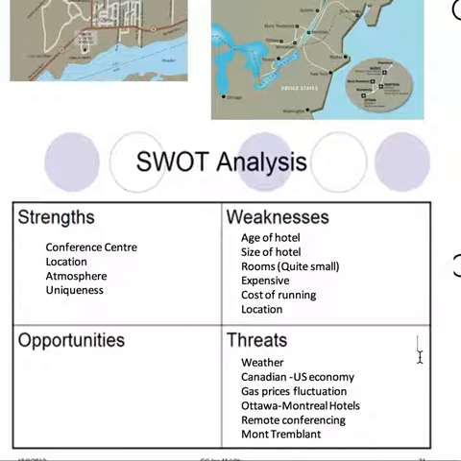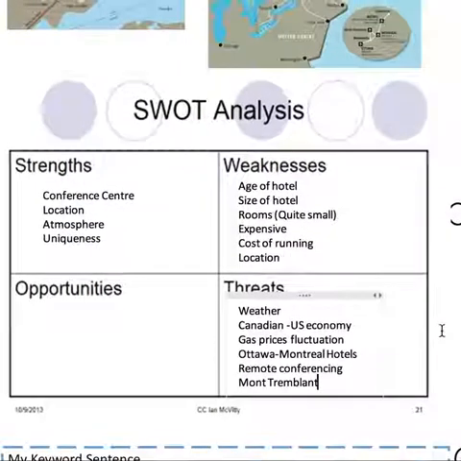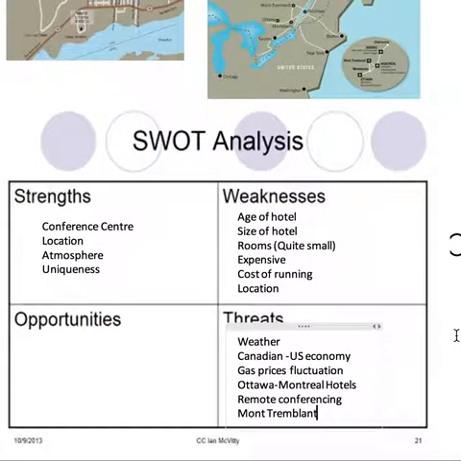So where is the competition for Chateau Montebello? Well, one competing site is of course Mont Tremblant, all the hotels in Tremblant, because they're also four-season resorts. Other Montreal hotels are threats, and so you can see that I've broken down the threats by region, and you can see here also that gas price fluctuation is a threat. It's a threat because when gas prices go up, people drive less, and most of the customers come from Ontario and Quebec.